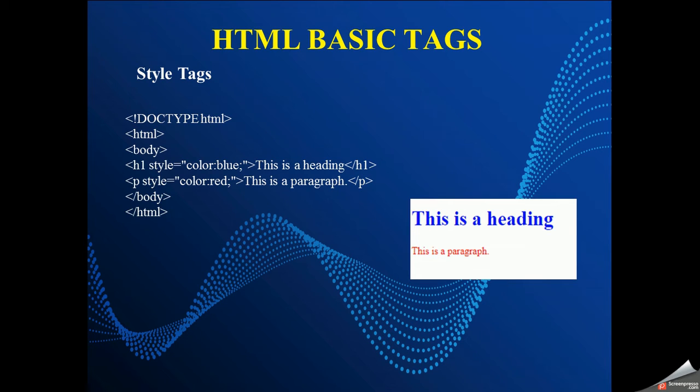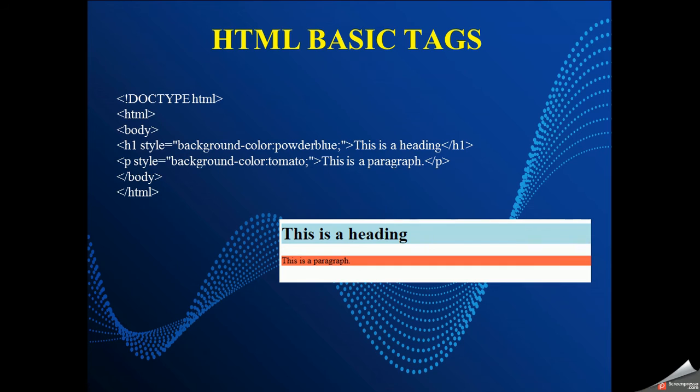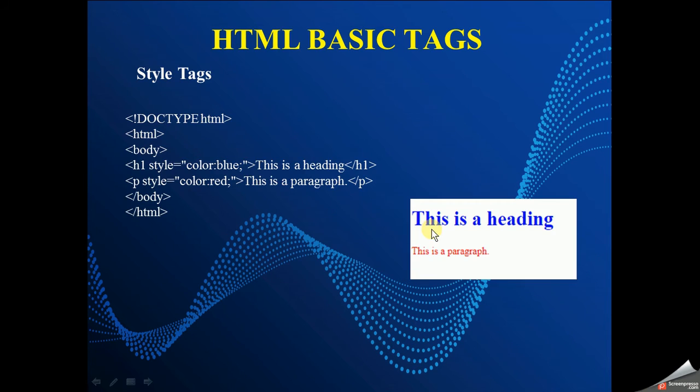Now the next important thing is HTML basic tags, where again we are going to talk about style. In the previous example you used the background color of the whole heading. Now if I want my heading text to appear in a different color, and my paragraph text to appear in a different color, we will write again h1 style then color blue, and it will appear in this way. Okay, in this way we can use style attributes.